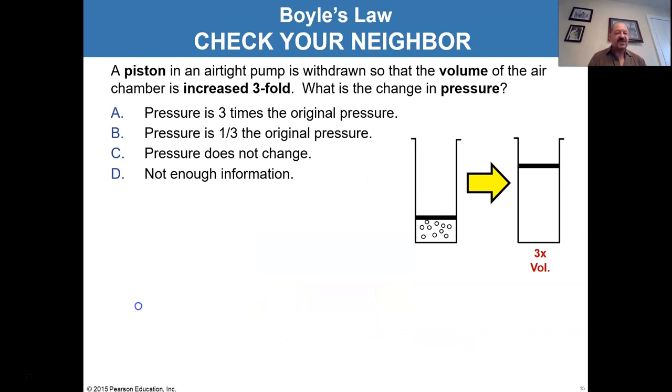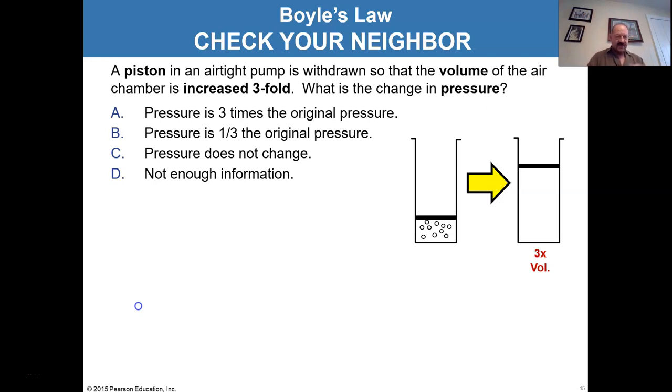So a piston is in an airtight pump. Okay, so it's a piston that can move up and down and change its volume. It's sealed, so nothing's getting in or out. And so you have a pump that is withdrawn. In other words, you're pulling the piston up. So the volume of the chamber is increased threefold. What's the change in the pressure?